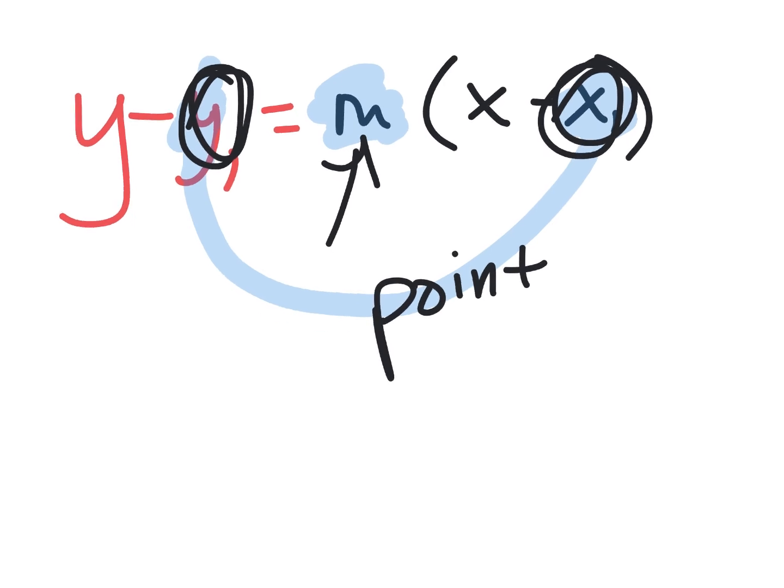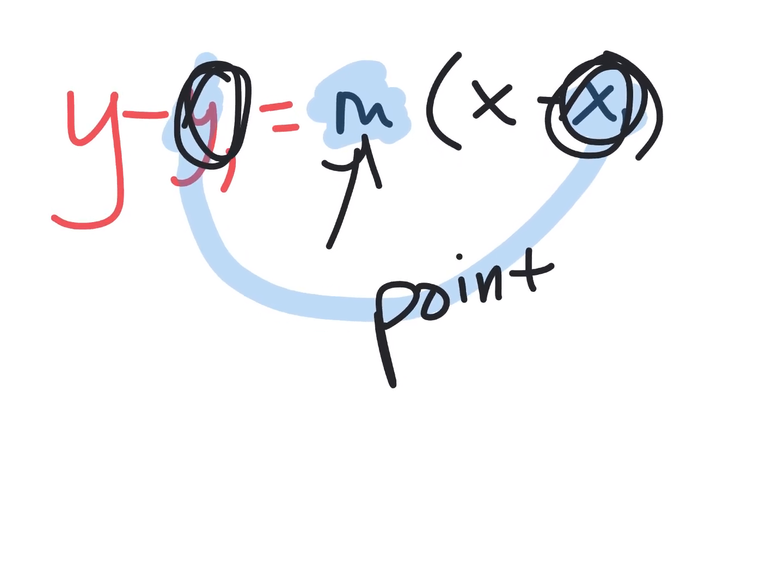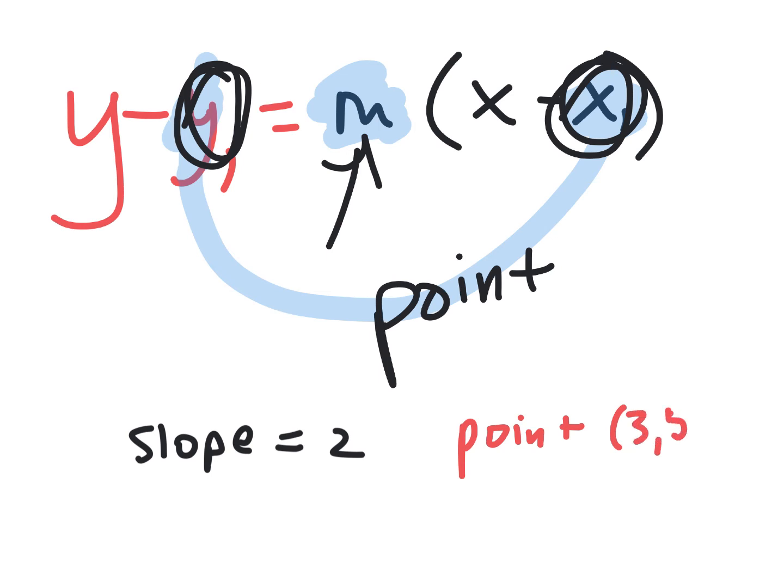So here is a slope and a point, ready? I want you to use slope of 2. And by the way, that's 2 over 1, same thing. And the point of 3 comma 5. If you put those in the right spots, you're done. So easy. The only thing we could make you do from there is solve it for y, but.